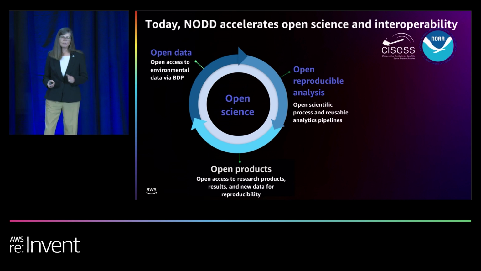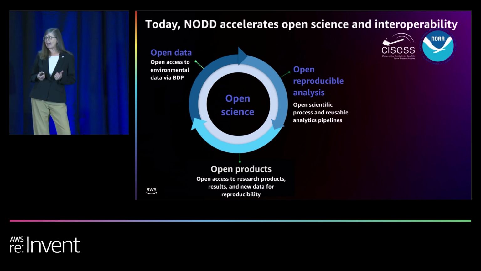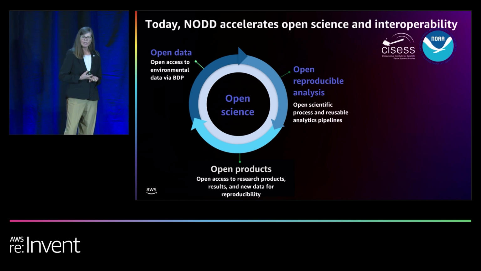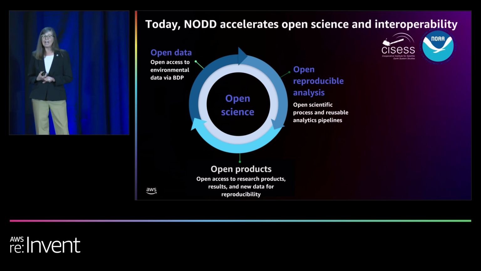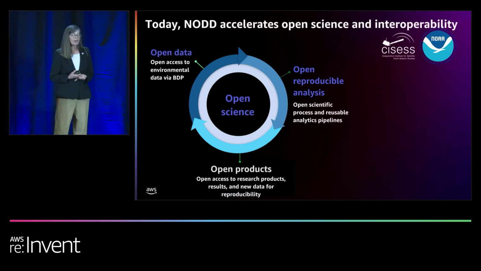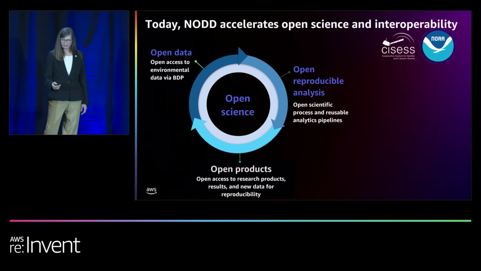NODD accelerates open science by providing open data and open access to environmental data, research products, and results, and provisions new data for reproducibility, ensuring an open scientific process and reusable analytics pipelines. This transparency makes the data seeable, viewable, and understandable. And this approach incorporates the FAIR data principles of findability, accessibility, interoperability, and reuse of digital assets. In addition, NODD relies on and incorporates open source and source available software, such as Apache NiFi and Elasticsearch.